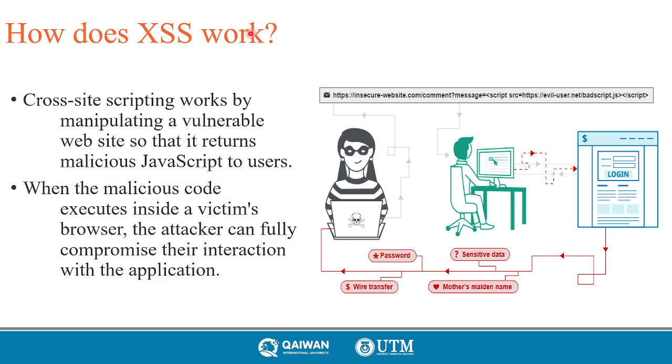Now, how does XSS work? Cross-site scripting works by manipulating a vulnerable website so that it returns malicious JavaScript to users. When the malicious code executes inside the victim's browser, the attacker can fully compromise their interaction with the application.